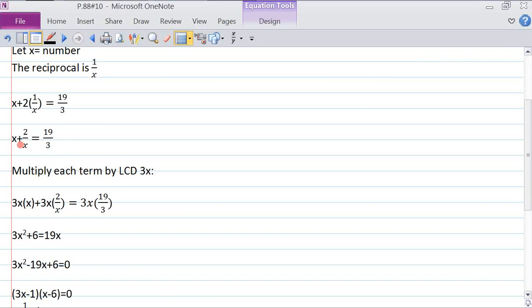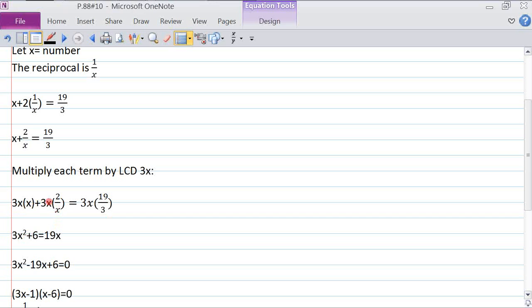So you can see that the LCD is 3x. We multiply each term through by 3x. So 3x times x, 3x times 2 over x, and 3x times 19/3. 3x times x gives me 3x squared.